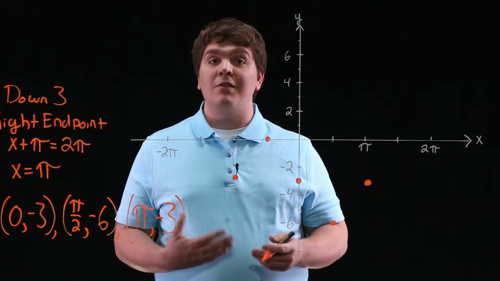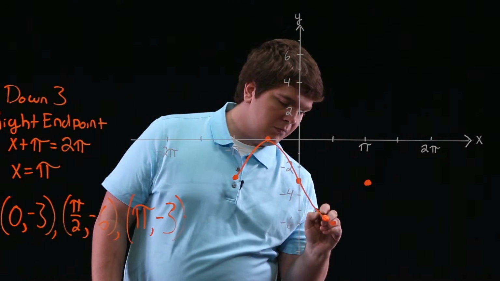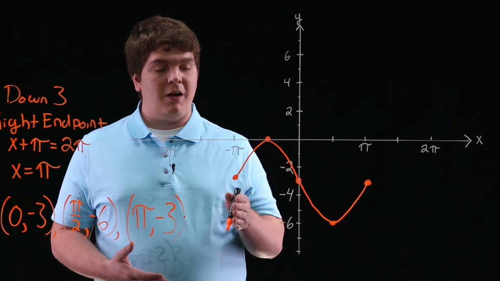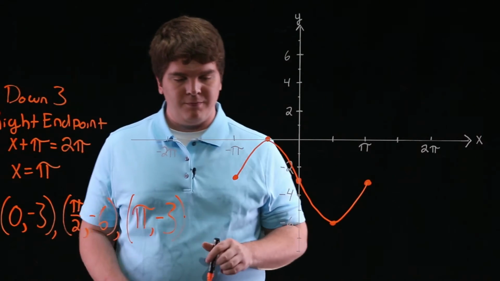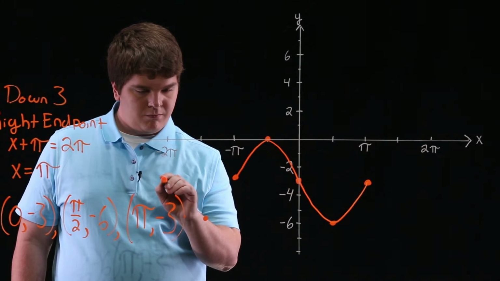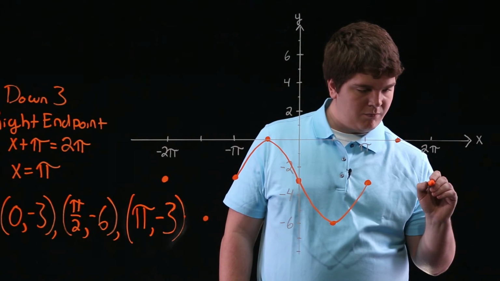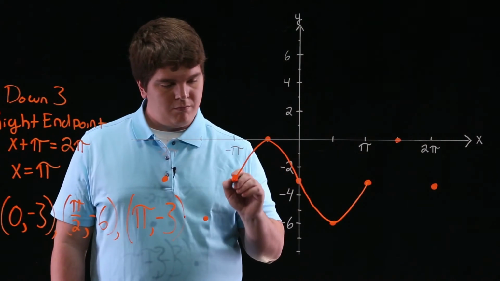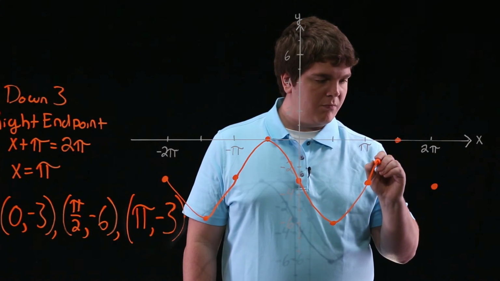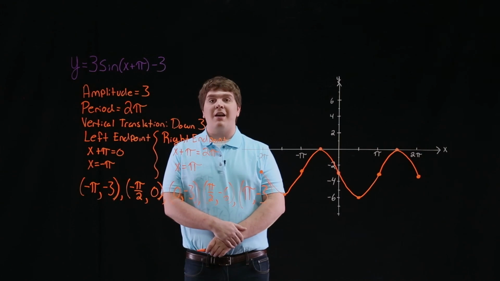Now to sketch our graph, we'll connect these points using a smooth curve. Now this is one period of our graph. Since we want to sketch 2 periods of our graph, we'll continue another pi units to the left and another pi units to the right. And there we have 2 periods of y equals 3 sine of x plus pi minus 3.